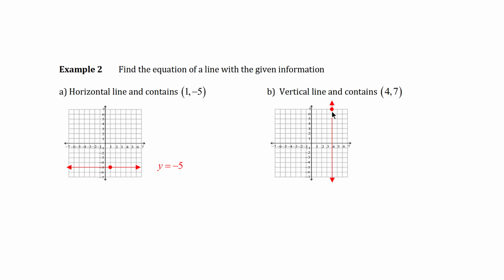Notice here that the vertical line crosses the x-axis at 4, 0. This helps me remember that the equation for a vertical line is x equals the x value of the x-intercept. So the equation is x equals 4.